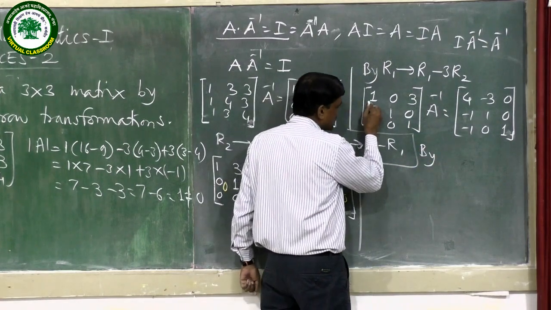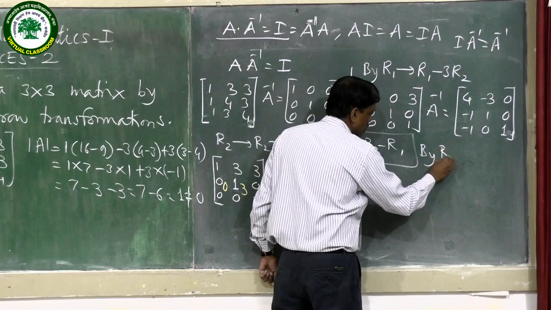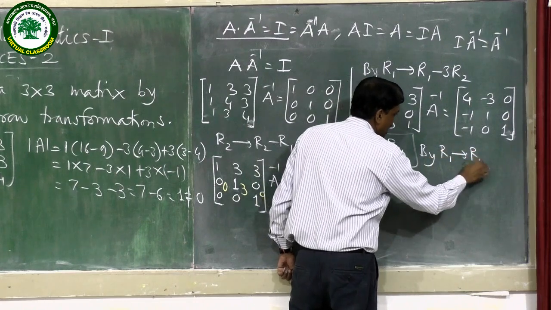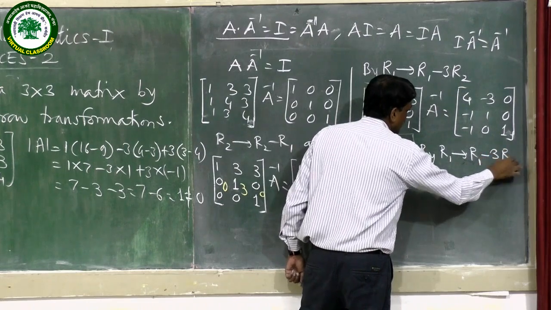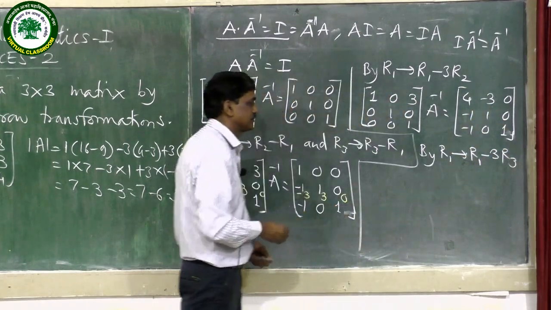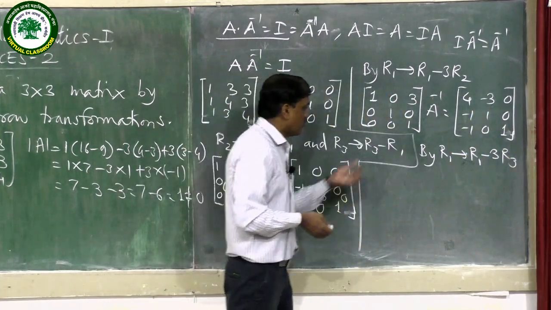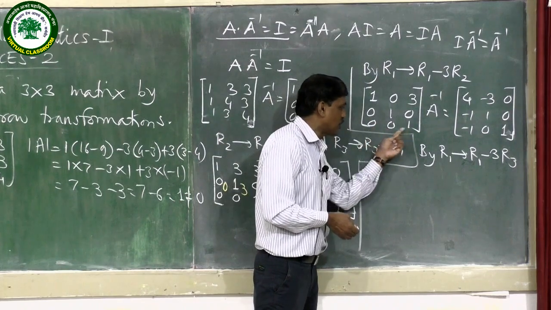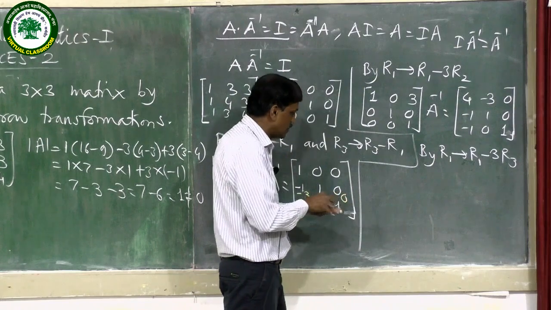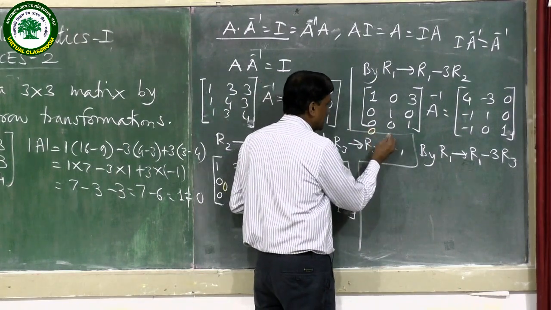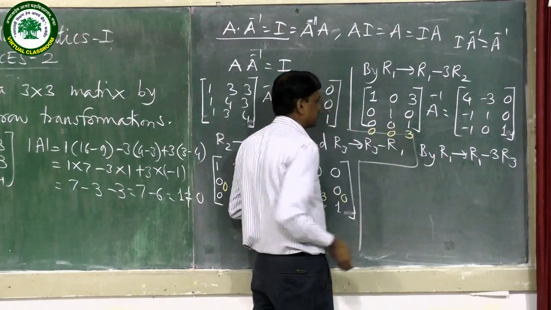Now the operation is on the first row. So R1 converts to R1 minus 3 R3. See, multiply the third row by 3 and subtract the multiples from the first row. So 3 into 0 it is 0, 3 into 0 it is 0, 3 into 1 it is 3.